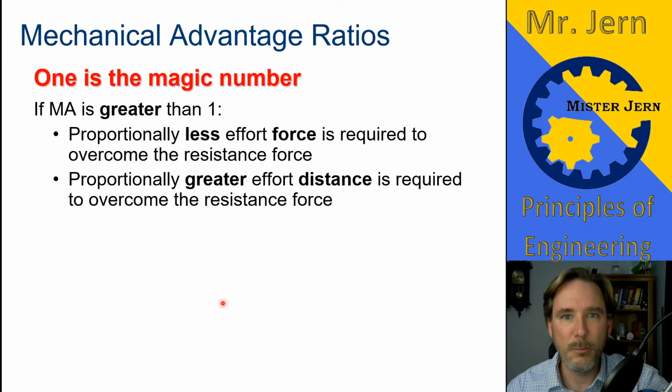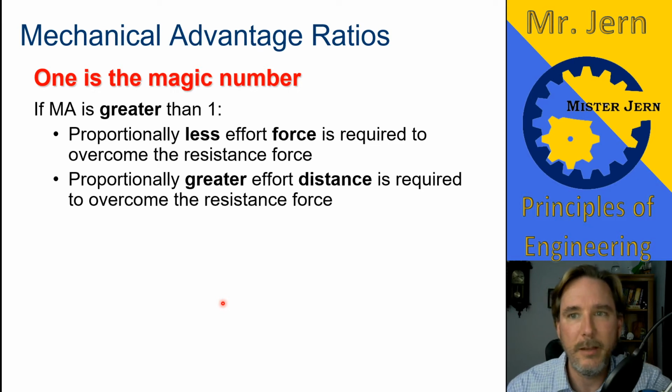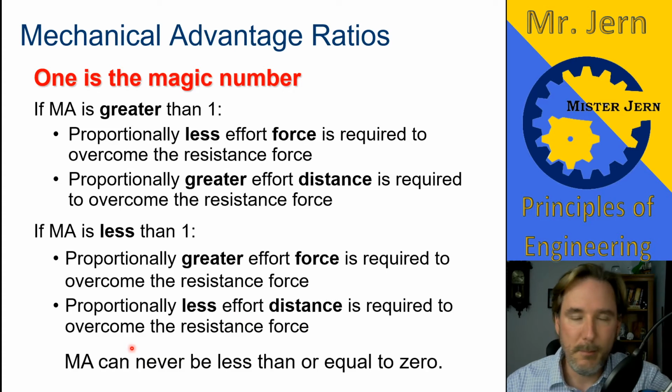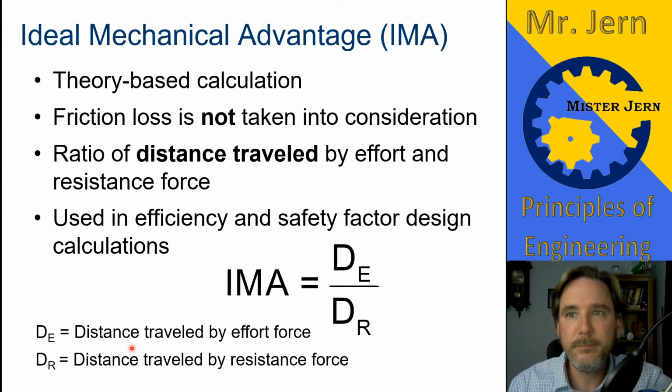So that's the trade-off. Remember, 1 is the magic number for mechanical advantage. Anything greater than 1 is going to require proportionally less force, but greater distance. If something has a mechanical advantage of less than 1, it will require a greater force, but less distance. And just remember that mechanical advantage can never be less than or equal to 0. It's a ratio.